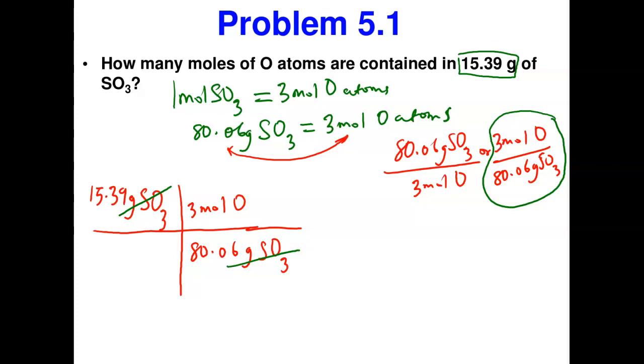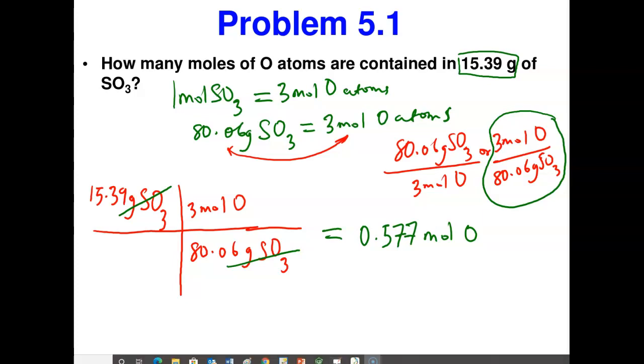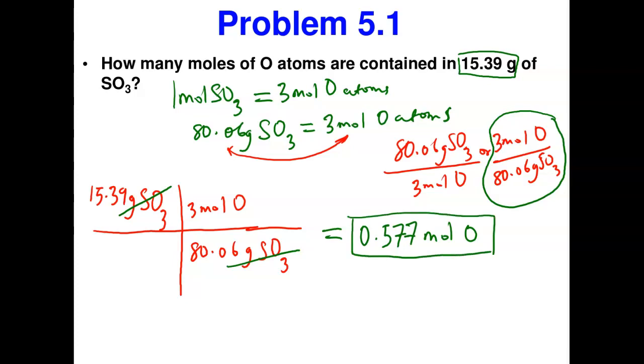And that makes sense. And when we put this in our calculator, that is going to be 0.5737 moles of oxygen atoms. So this will be our answer at this point in time. And this is what we're going to get. So we'll move on to the next problem.